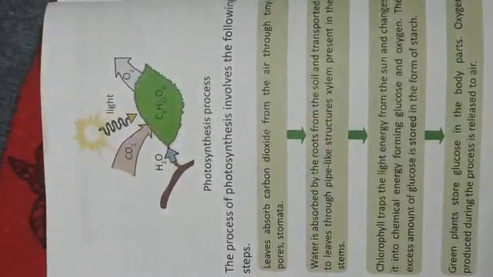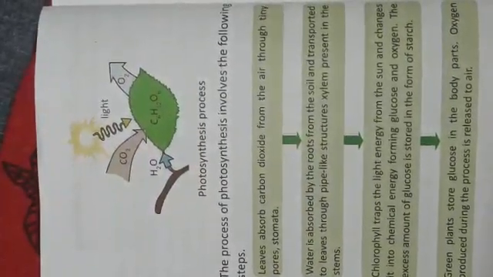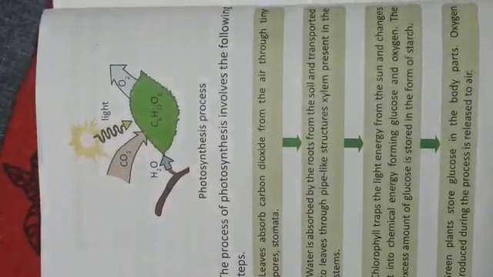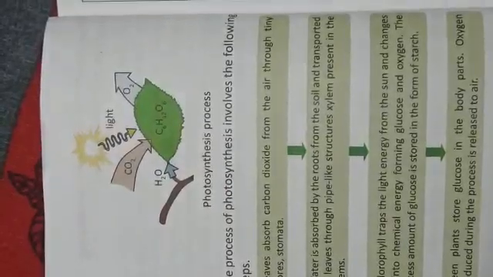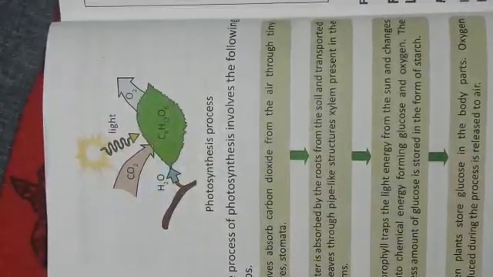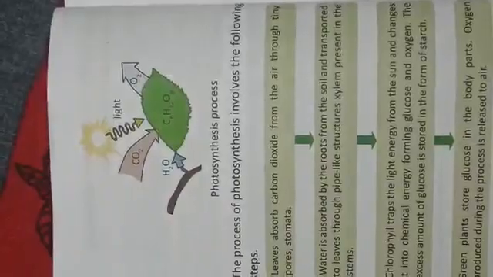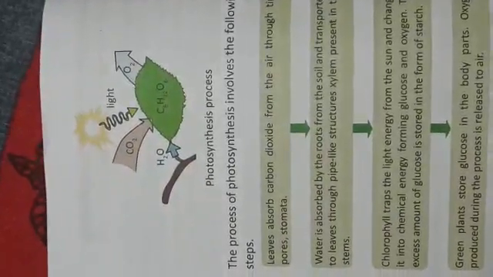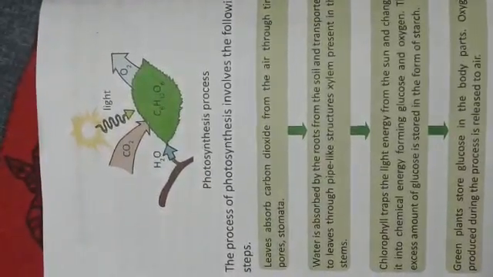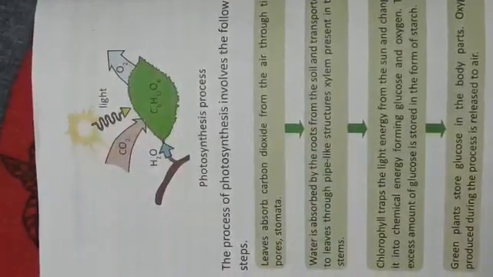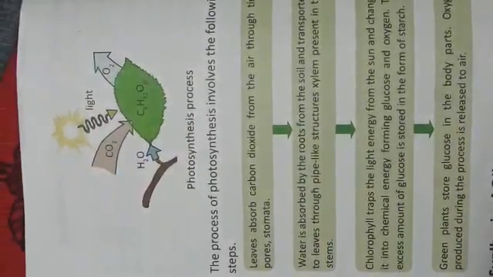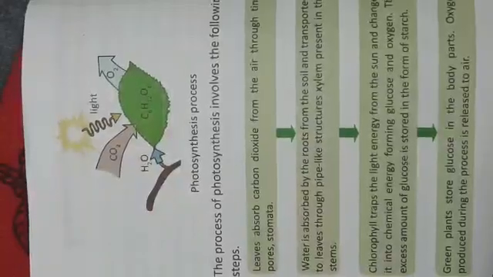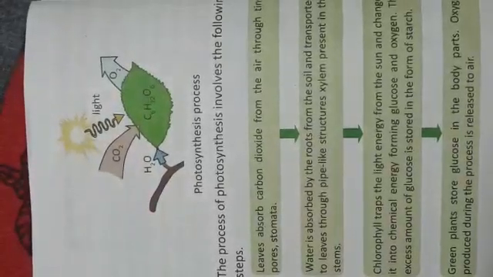Here in this picture it is easily shown: in the leaf, the carbohydrate, means glucose, has been formed by taking water and carbon dioxide in the presence of light, and oxygen is released. The basic process: leaves absorb carbon dioxide from the air through tiny pores, stomata, as we discussed in detail in the previous class, and water is absorbed by the roots from the soil and transported to the leaves through the pipeline structure, xylem.